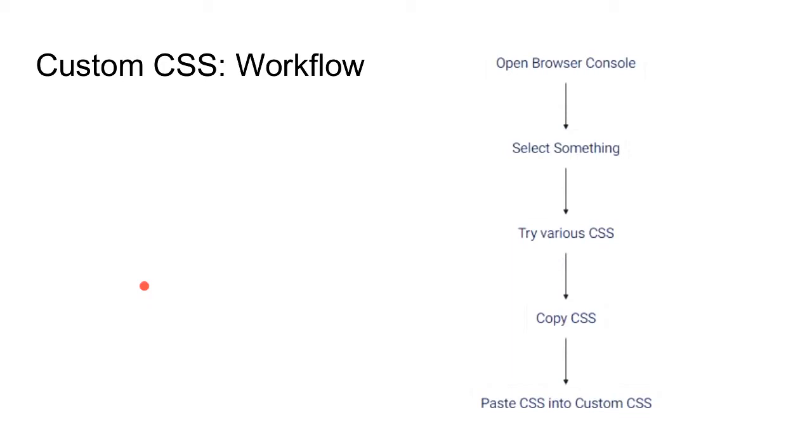So if you're going to use a custom CSS area, the workflow that we usually use is we open the browser console. I'll explain that in a moment. We select something. So this will be some item on the page. It might be a block, or it might be a piece of text. It might be a heading of some sort. And then in the browser console, it's possible to try out various CSS in real time and see how it affects the thing on the page.